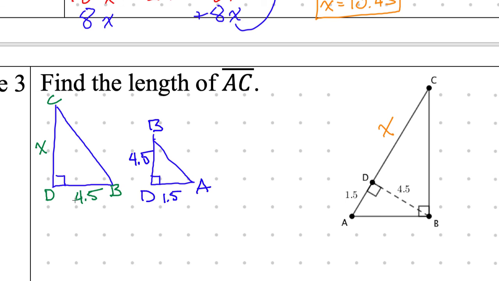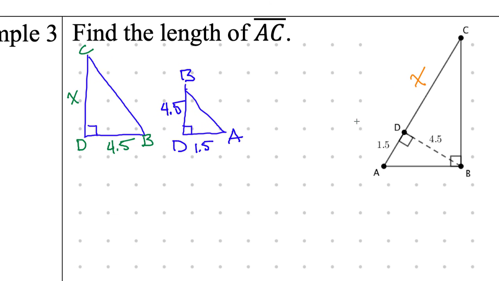Eder, help us out. X over 4.5. Continue. 4.5 or 1.5. Beautiful, there it is. Eder's doing medium over small is equal to medium over small. Thank you, Eder. I think I've called on everyone now, right? Cool. Julian, do the next step for us.